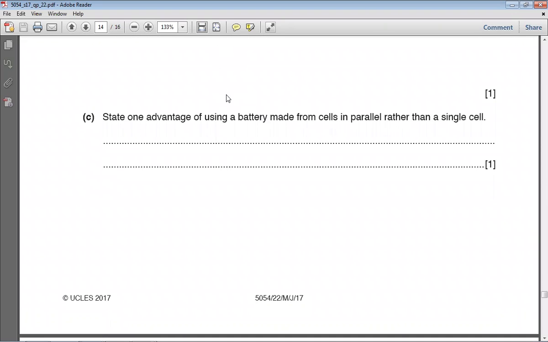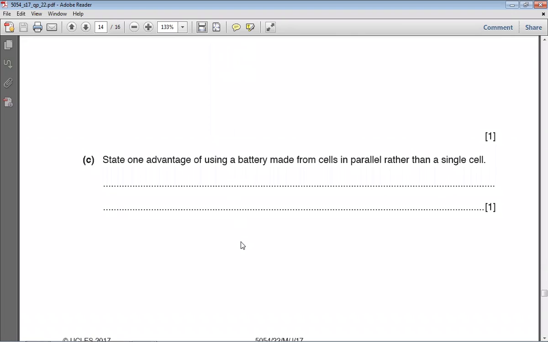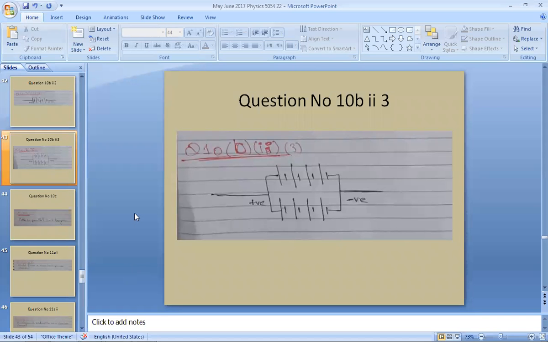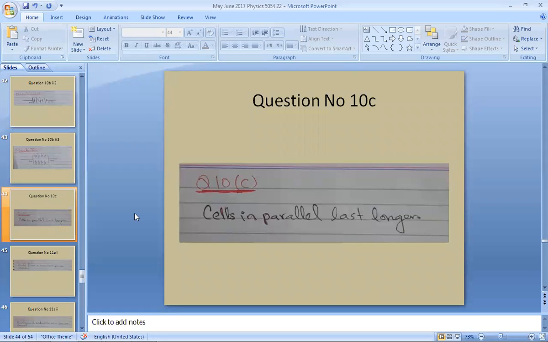Okay, so question number 10 and its C part says, state one advantage of using a battery made from cells in parallel rather than a single cell. You see, when you use 2, 3, 4 cells parallel to each other, their EMF does not add up, but their life becomes longer. The cells will last longer. So it is a 1 mark question. Let me show you my answer: cells in parallel last longer.